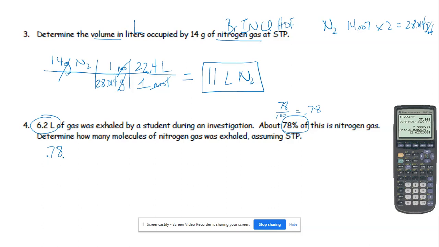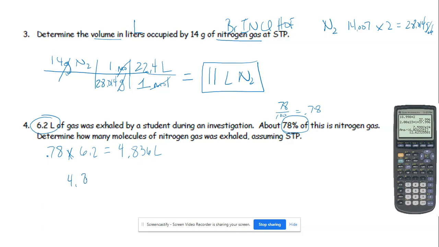So 0.78, or 78% of, in math land is multiplication. So 0.78 times 6.2 is going to give us 4.836 liters. I didn't check sig figs yet. Ideally, we never check sig figs until the very end of the problem. So I'm going to leave all those digits for now. This is going to be my given.